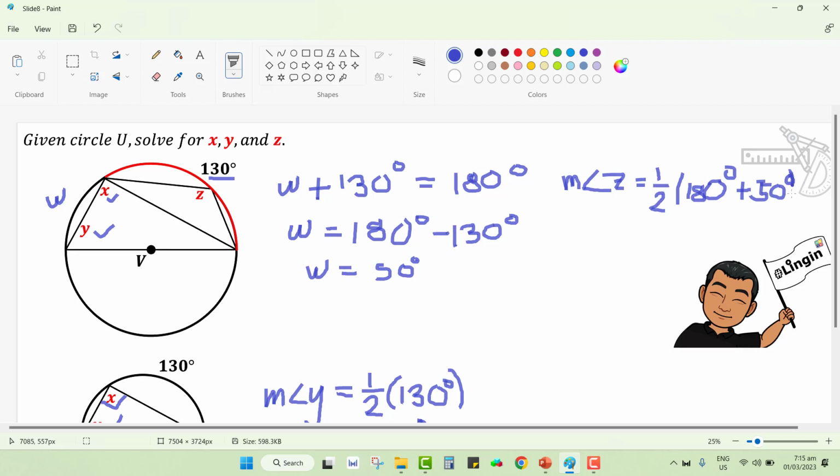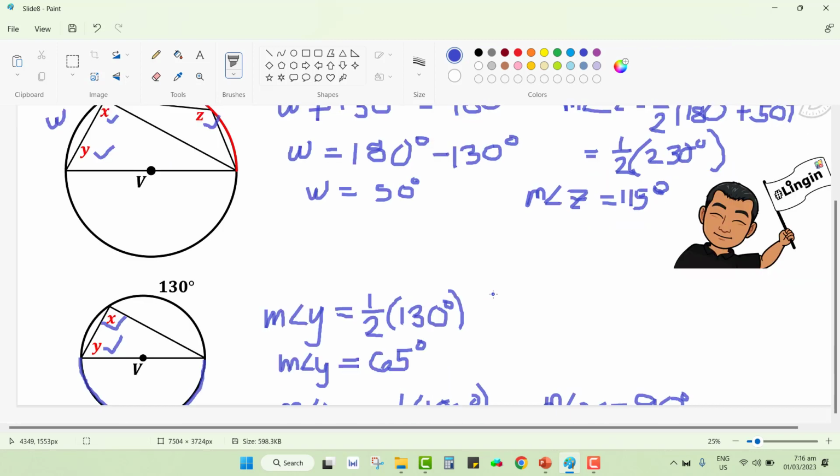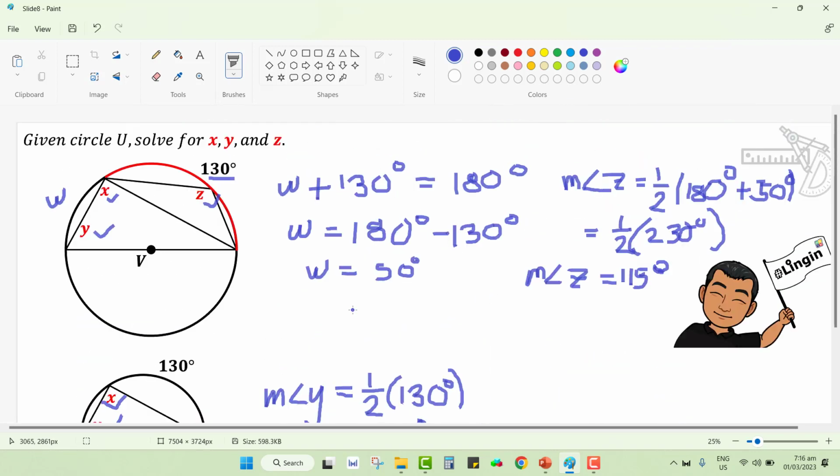So we are going to add them up before we divide. We have 1/2 of 230 degrees, and the measurement of angle z is 115 degrees. This is the value of z here. So this is how we solve the unknown measurements for the given circle U using the concept of the semicircle, the concept of inscribed angles, and their intercepted arcs.